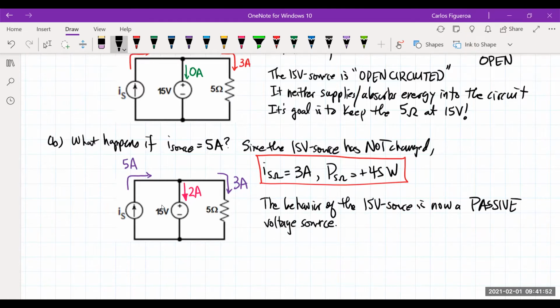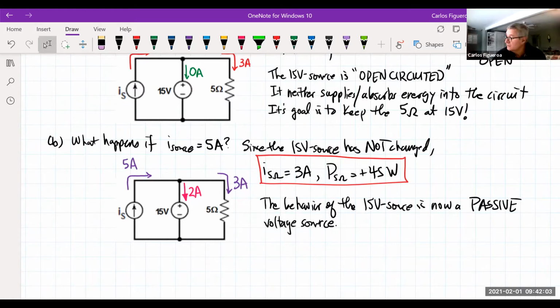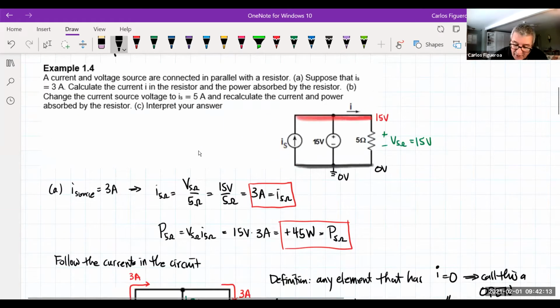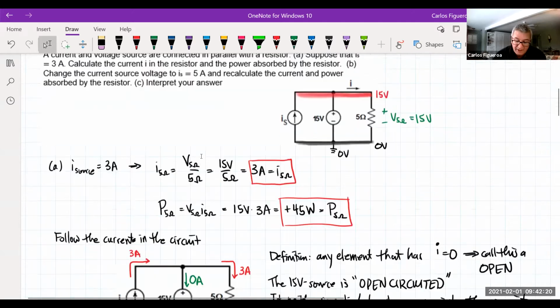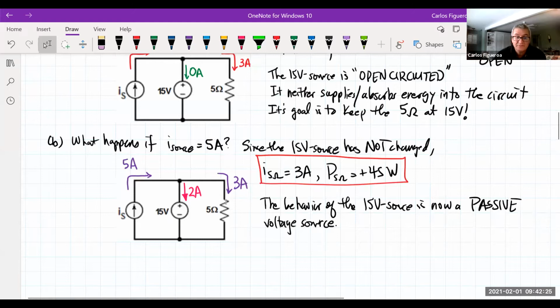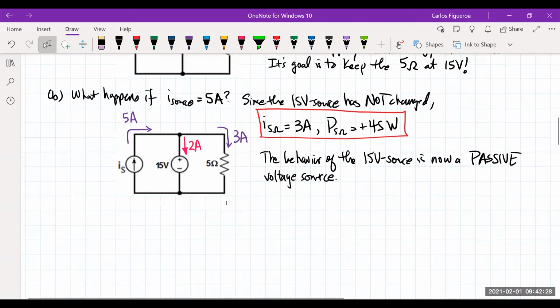Carlos, was there something in the original problem that told us how many amps were going through the resistor? Yeah, the 15-volt source. That guaranteed that I had 3 amps. If I have 15 volts across that, according to Ohm's law, I could only have 3 amps going down. So that's what the original circuit told us. And since I didn't change that 15 volts in the second circuit, it's still 3 amps.